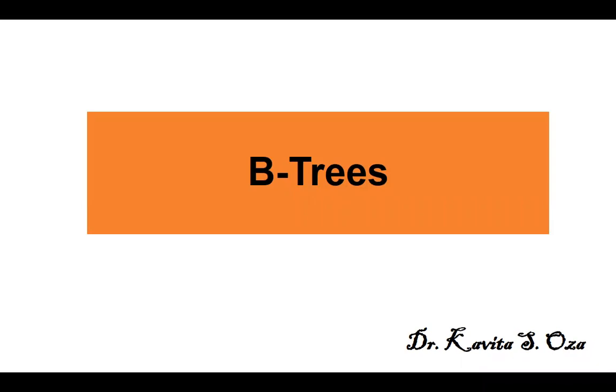Today we'll talk about a special type of tree called B trees. Till now we have already seen binary trees, general trees, binary search trees, and AVL trees, which are height balanced trees, and red black trees, which are also height balanced with the nodes colored as red and black. And today we are going to look at B trees.